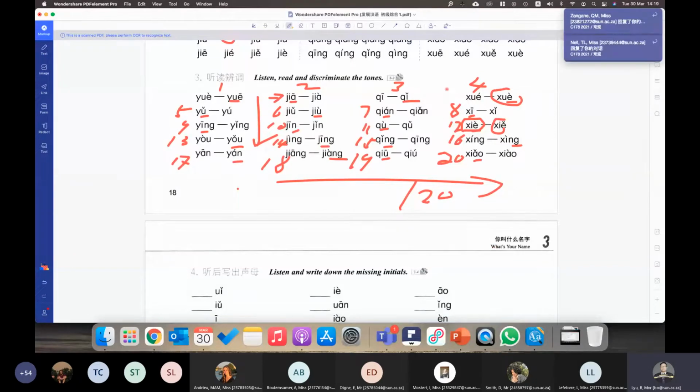薛学雪血. Read the first one. 约约约 doesn't exist. 月月约约月月. Okay, let's read them all together. Repeat after me. Make sure you read them out loud. 月约雨.